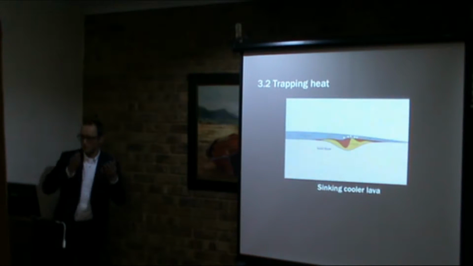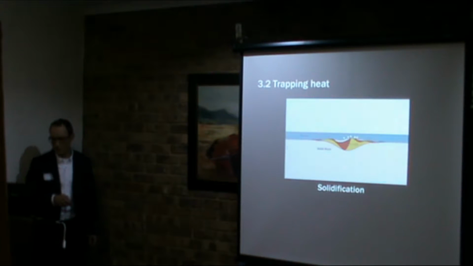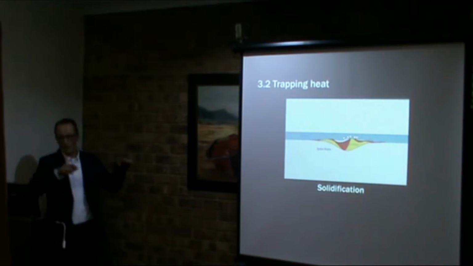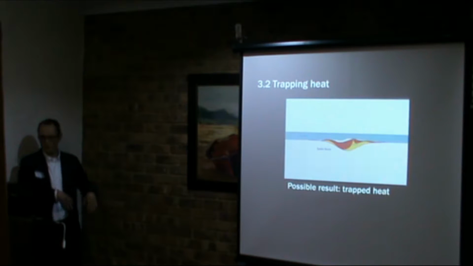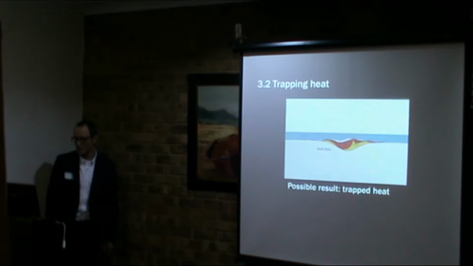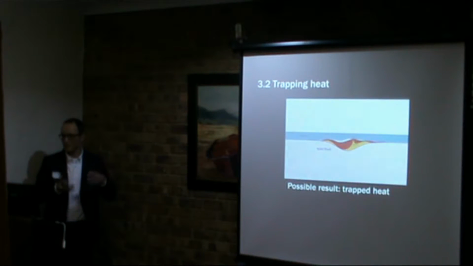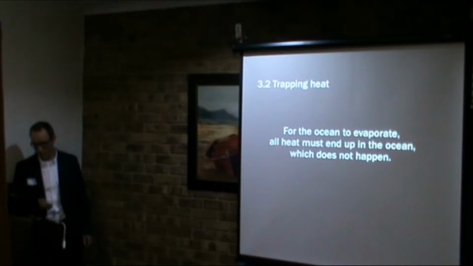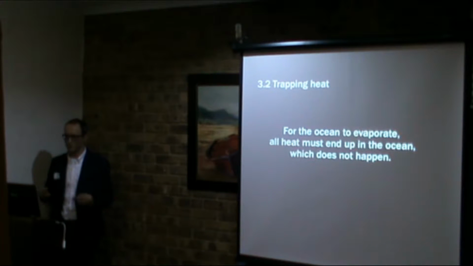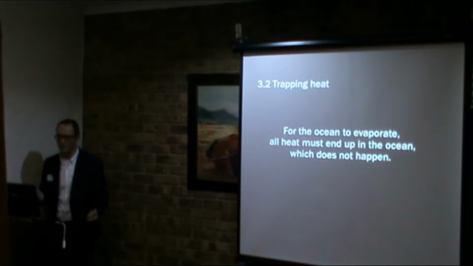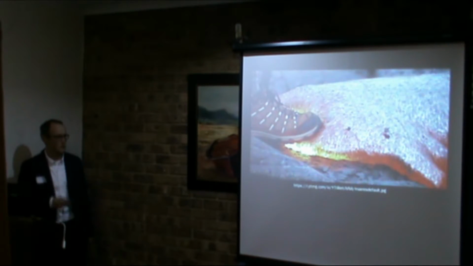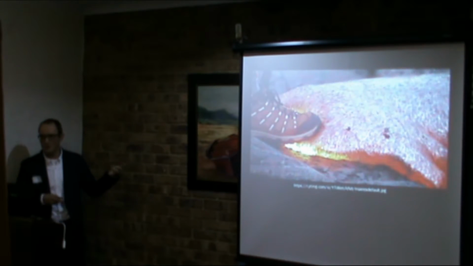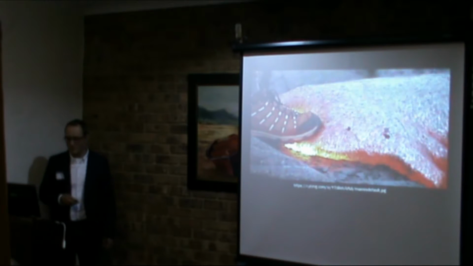Then the cooler lava would shrink, and it would be deforming a little, and eventually you would get a solidification. You would get a layer on top of the lava, and eventually you will end up with this: lava that's underneath that crust, and water that is on top of it, not getting that heat that should boil it away. So you can trap heat inside, and the water would not do anything. For the oceans to evaporate, all the heat must end up in that ocean, which does not happen. This is an example of very fresh lava that has a solid layer on top. You can just put your foot on there. Don't try this at home, but it can be done without burning your shoes immediately.